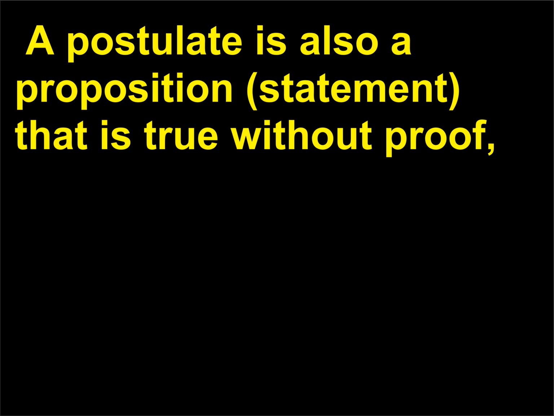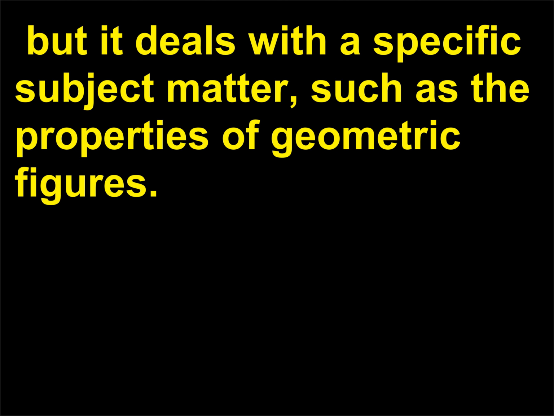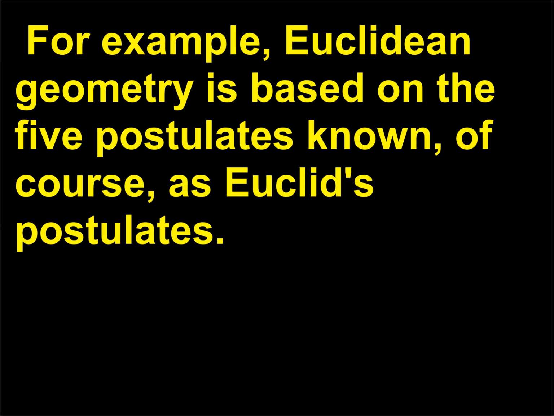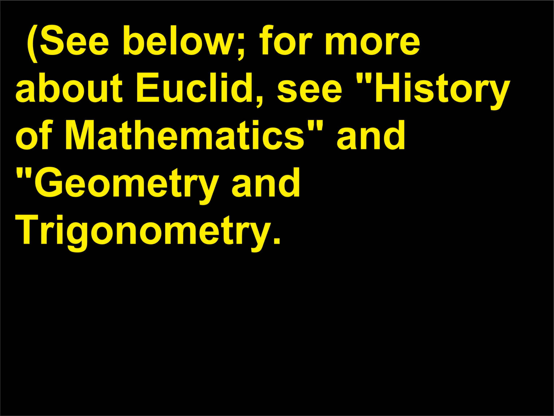A postulate is also a proposition, a statement, that is true without proof, but it deals with a specific subject matter, such as the properties of geometric figures. Thus, it is not as general as an axiom. For example, Euclidean geometry is based on the 5 postulates known, of course, as Euclid's postulates. See below. For more about Euclid, see History of Mathematics and Geometry and Trigonometry.